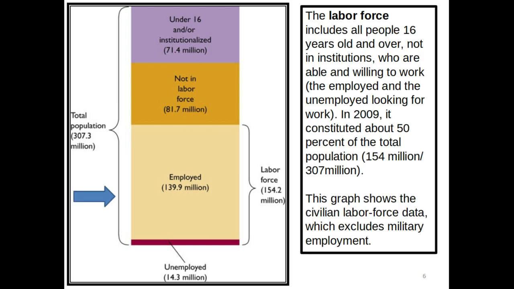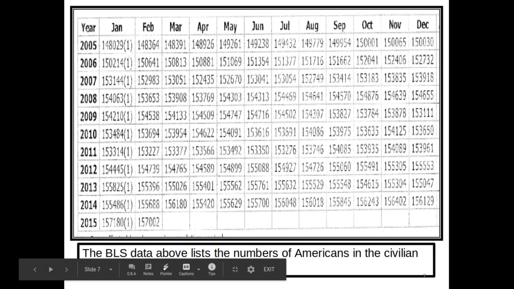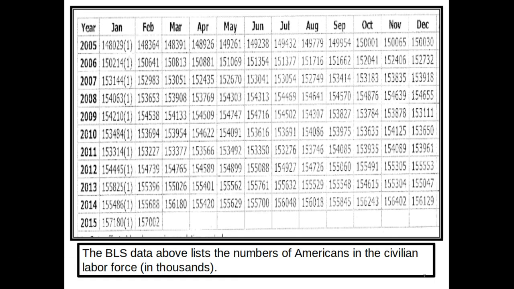Then we've got the labor force. The labor force is all people 16 years of age and older who are not institutionalized, who are willing and able to work. And then the labor force is going to get divided into two, those that have jobs and those that do not.